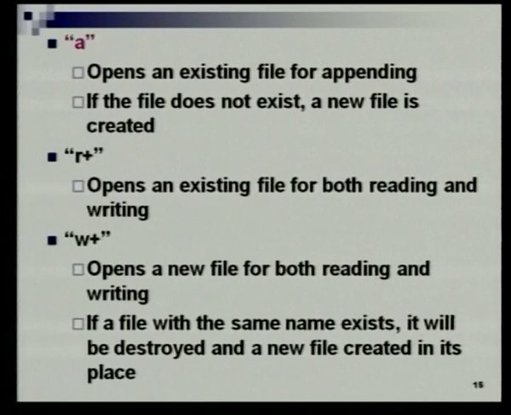In R plus, there has to be an existing file. You cannot create a new file and open it for reading and writing. Whereas in W plus, you can open a new file for reading and writing, and if a file exists with the same name, it will be destroyed. So that is the difference between both. Though the operations are the same, the manner in which the compiler interprets them is different.